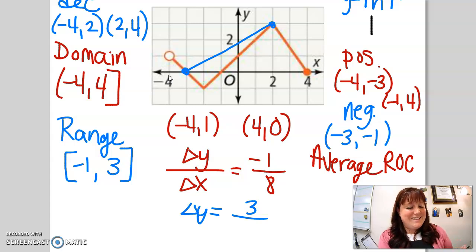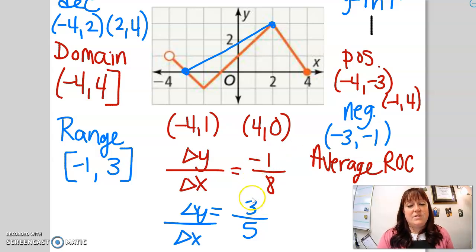All right. So we went 3 positive, and then how far did we go over? 1, 2, 3, 4, 5. We went over 5, right? So our rate of change, our average rate of change, is 3/5, 3 over 5.